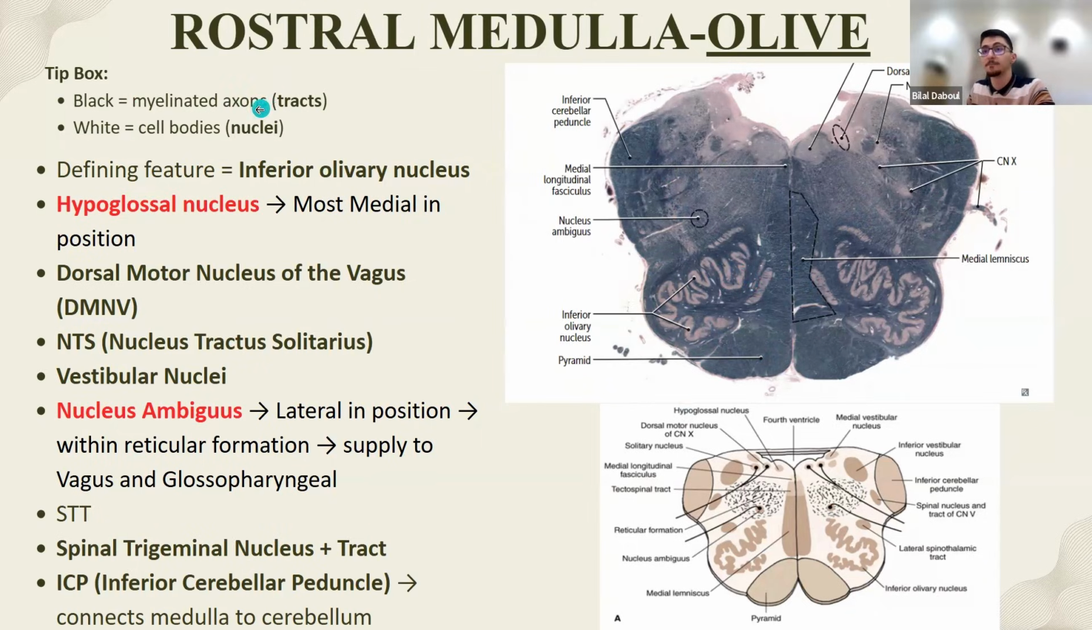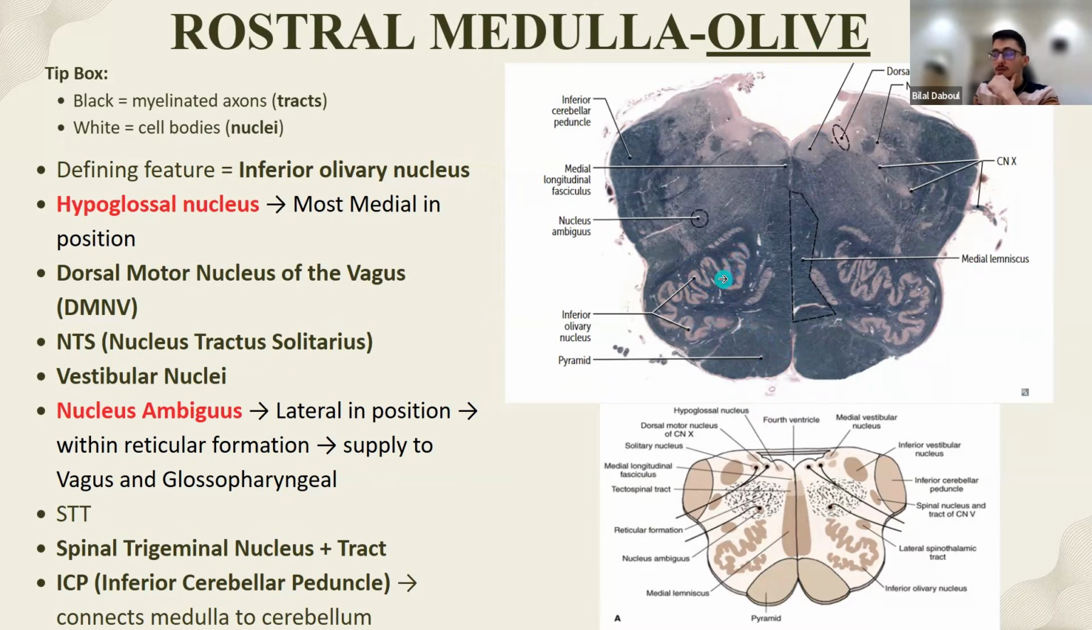Again, the defining feature of the upper medulla or the rostral medulla would be the inferior olivary nucleus. You see this baggy structure, this extensive structure. Again, it's a collection of cell bodies. You don't need to know its function, but it's a collection of cell bodies within the ventral aspect of the medulla. So this is ventral or anterior. Okay, this is dorsal. You see the fourth ventricle. Dorsally, you have the fourth ventricle, which connects inferiorly to the central canal, if you remember your basic lecture.